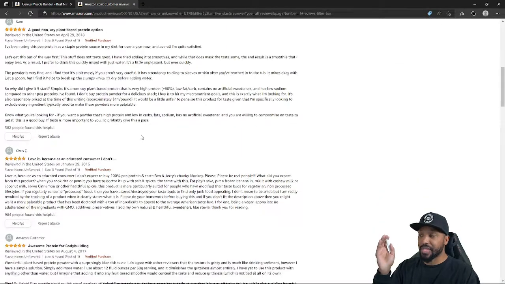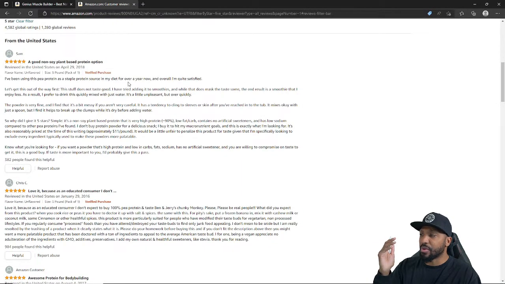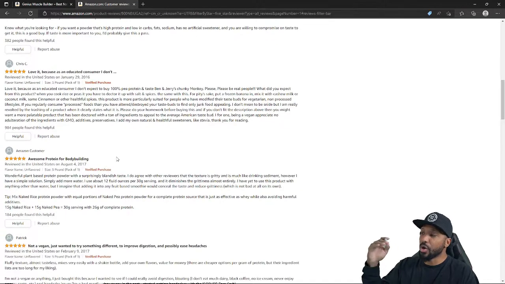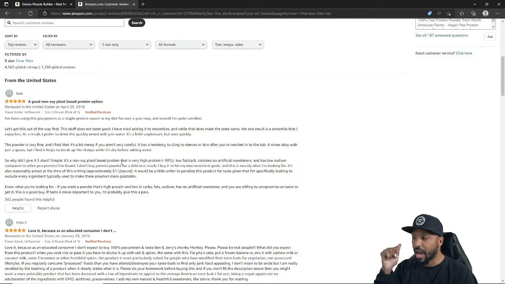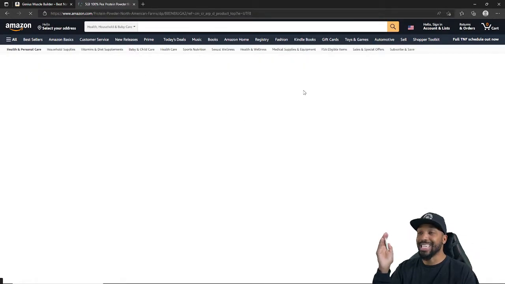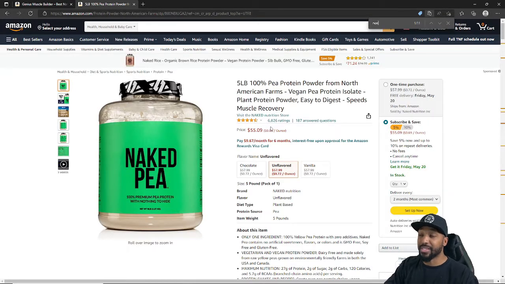Now, if you go to the positive side, I've been using this pea protein as a staple protein source for years. I'm satisfied. Powder is fine. I find that it's a bit messy. So you go, is there a way for me to make mine not messy, or is mine not messy, right? Has a tendency to cling to sleeves or skin after you've reached in the tub. So maybe you need a longer scooper. Why'd I give it 5 stars? It's a non-soy plant-based protein that is high protein. So you keep going through this and you see he's calling out that it's non-soy plant-based, right? That's a call out. If I go back to this thing here, do I see non-soy plant-based? I know it seems like it's obvious. It's really not. You have to call it out.